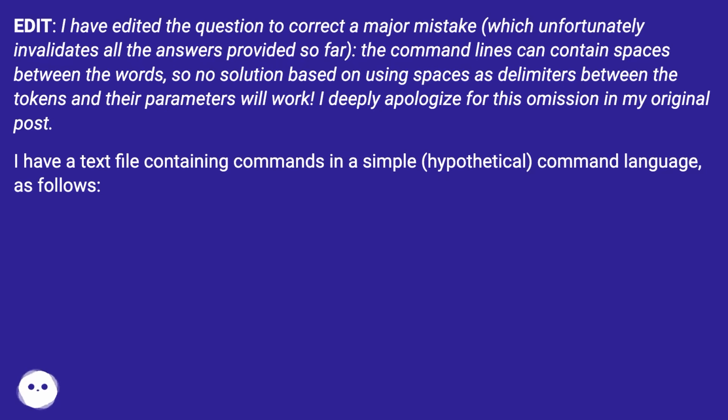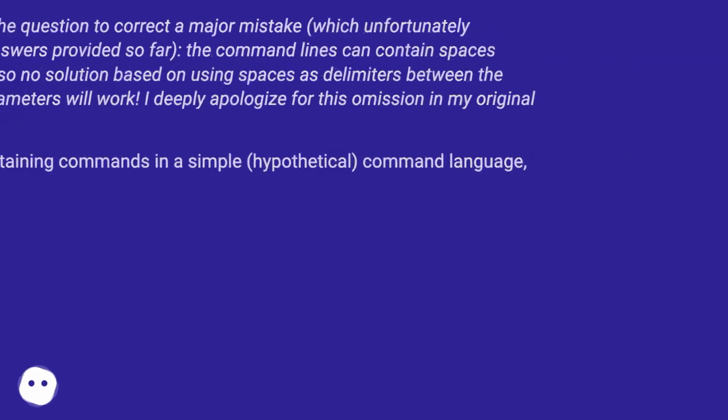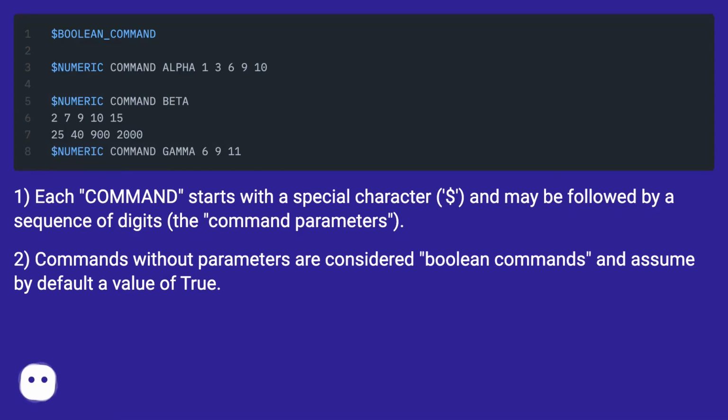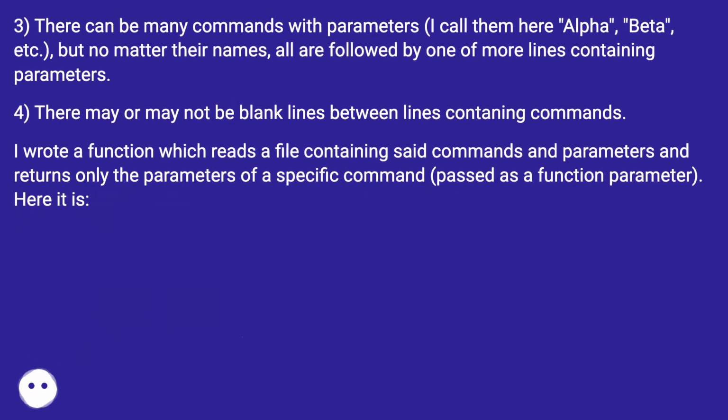I have a text file containing commands in a simple, hypothetical command language, as follows. 1. Each command starts with a special character, $, and may be followed by a sequence of digits, the command parameters. 2. Commands without parameters are considered Boolean commands and assume by default a value of true. 3. There can be many commands with parameters. I call them here alpha, beta, etc., but no matter their names, all are followed by one or more lines containing parameters. 4. There may or may not be blank lines between lines containing commands.